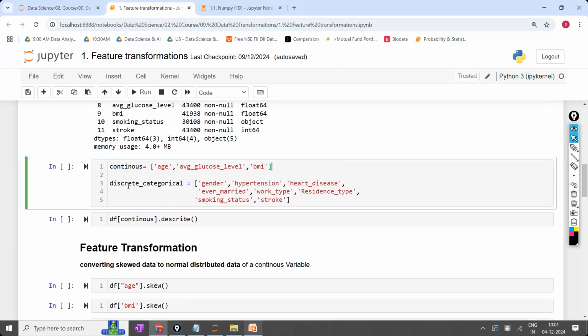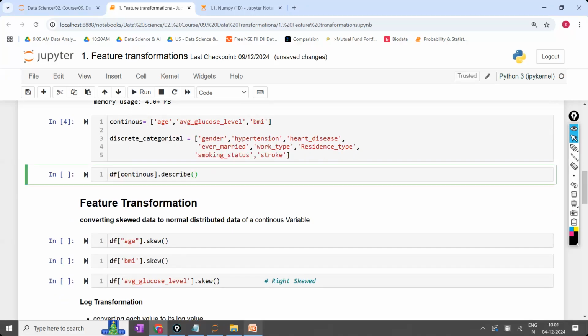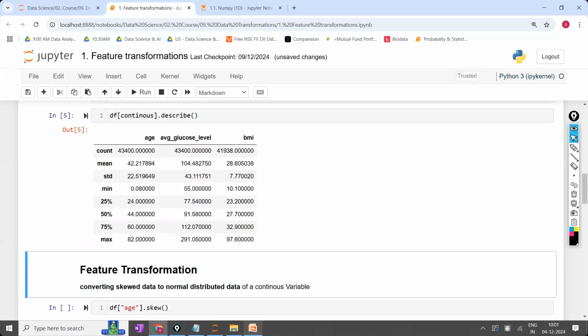Right? So the continuous variables we have are age, average glucose level and BMI. Remaining all of them are categorical or discrete variables. For continuous variables, we are going to apply the describe function, where you are going to get the mean, median, 25th percentile, 50th percentile, 75th percentile, minimum value, maximum value, all these things.